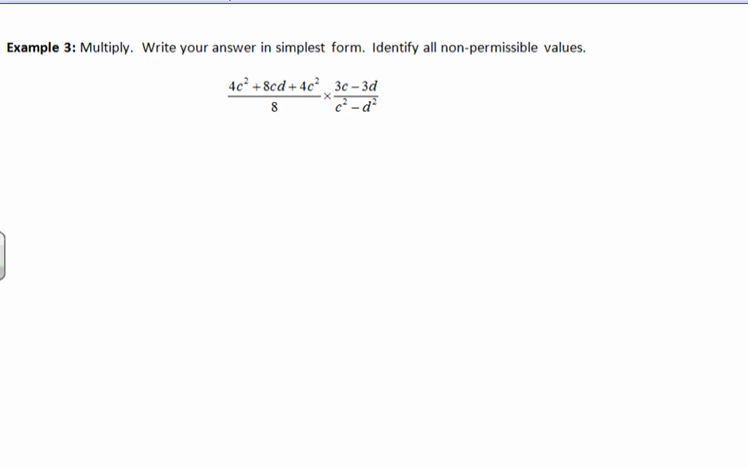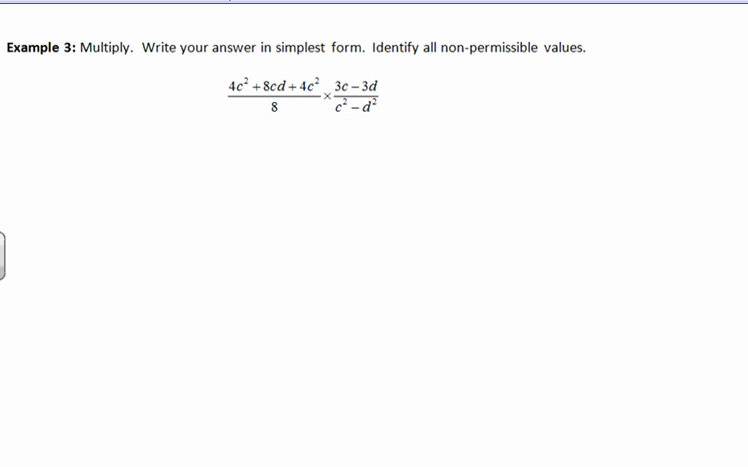There it is. Multiply. Write your answer in simplest form. Identify all NPVs. Okay. Where do we always start? Factor. Okay. So let's start here. What can you factor out of these guys? Or is there anything we can do here before we even factor?